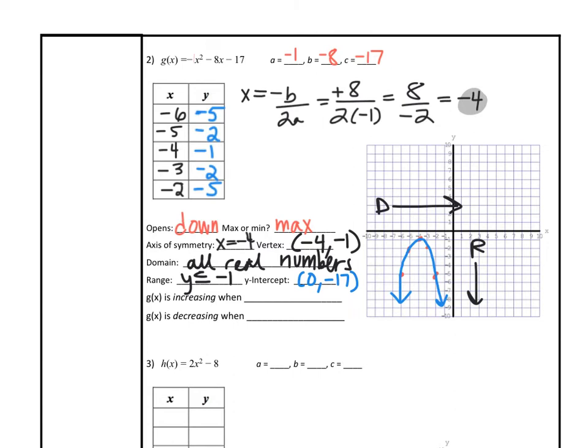Increasing and decreasing, let's go ahead and draw in our axis of symmetry to help us. On the left side, it's going up from left to right, and then it goes down. So it's increasing on the left, which is when x is less than -4. Sorry, it's decreasing on the right when x is greater than -4.